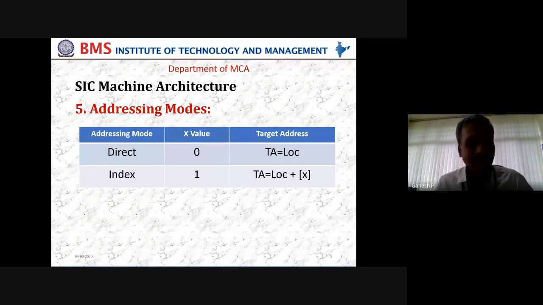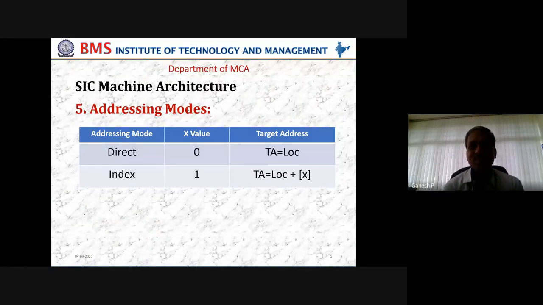What do you mean by TA, the target address? Because if you go to the next topic of SIC/XE, you will see so many values under TA. I don't want you to get confused. It is better to recall from your CO, and you can easily understand what this target address or effective address is all about. Now, have you heard about this or not?